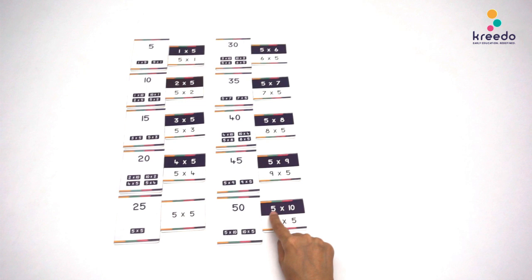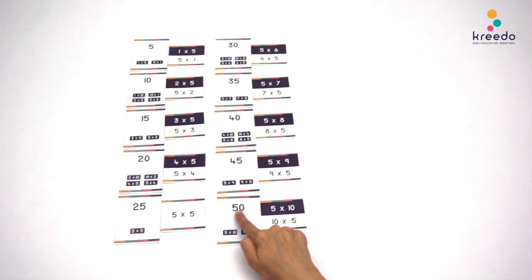Pair the next big card and small card in front of the child. Point to the table on the small card, followed by the same on the big card, and say 5 into 10. 5 into 10. 10 into 5. 10 into 5 is 50.